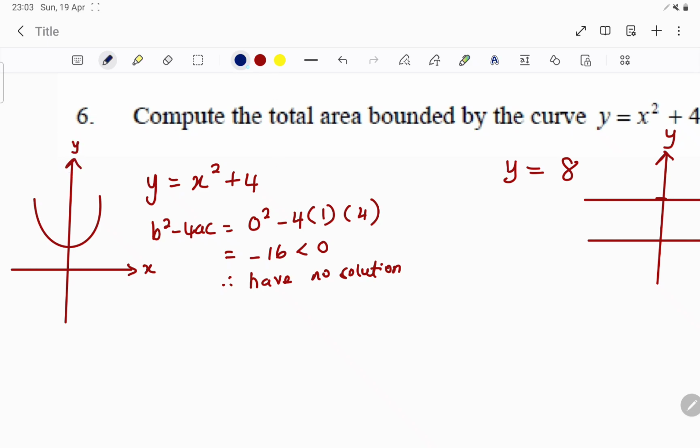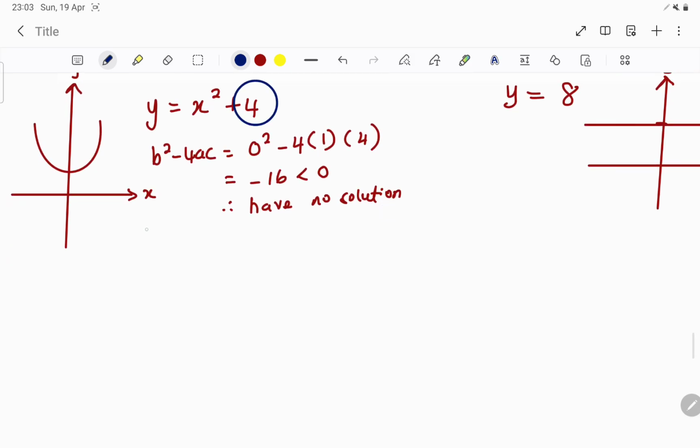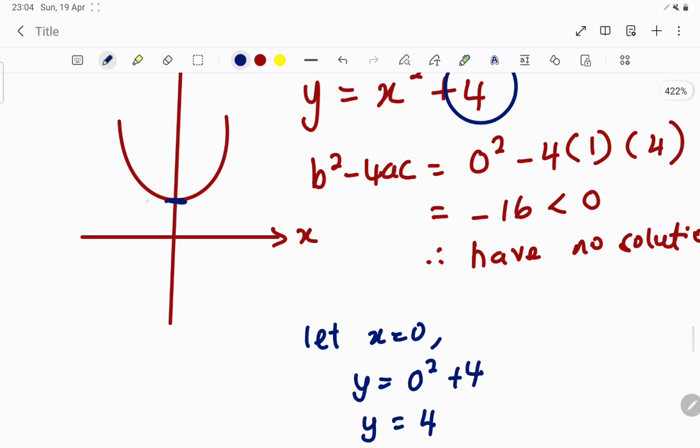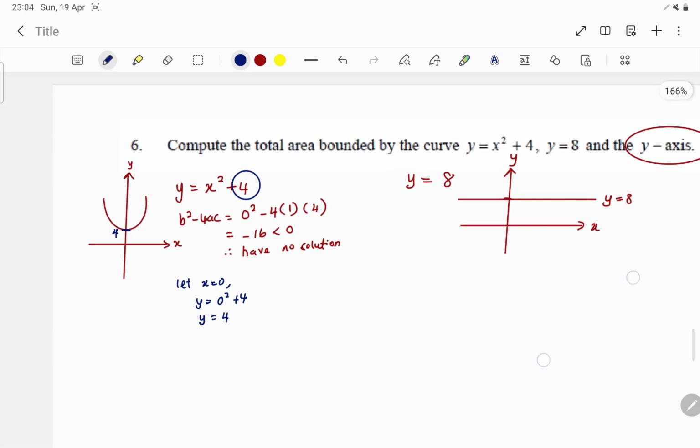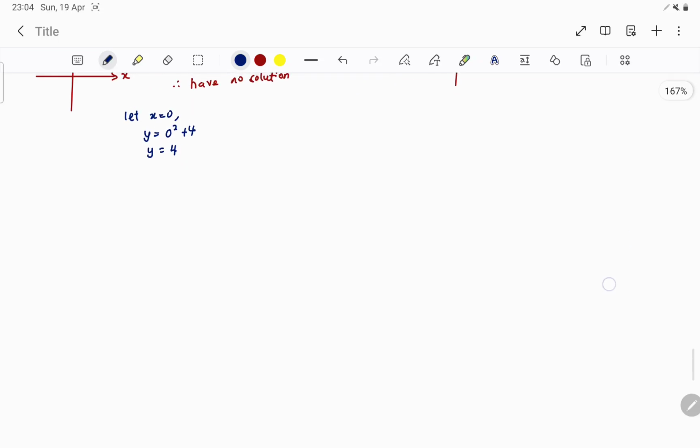Since c is equal to 4, that is your y-intercept. Or you can also let x equal 0, so y equals 0 squared plus 4. Your y-intercept is equal to 4, which is here, y equals 4. Now we can combine these and draw.